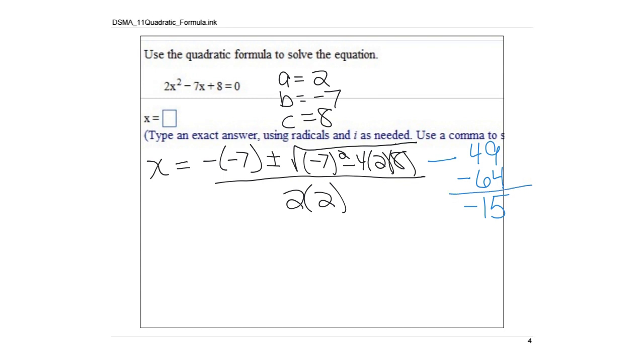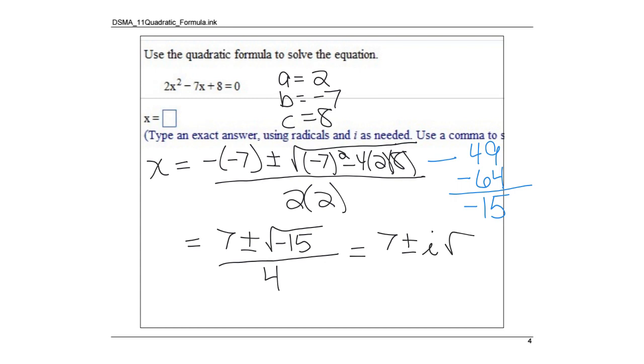Double check me there. Yeah. Okay, so negative and -7 gives me 7, plus or minus the square root of -15 all over 4. Now 15 does not simplify any further because it's just 3 times 5, but we do need to get that negative out of there. And so if we pull the i out, sounds kind of strange, right? We get this answer.